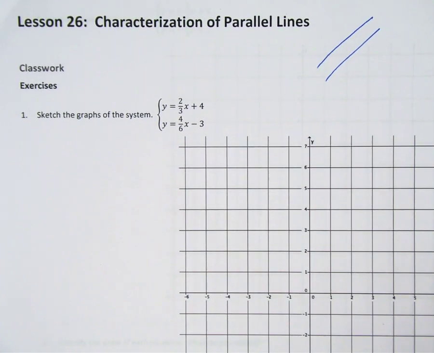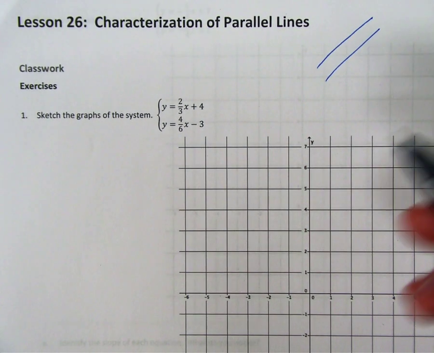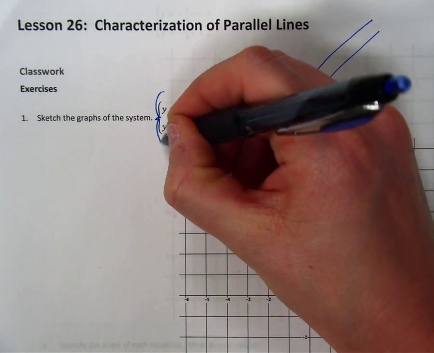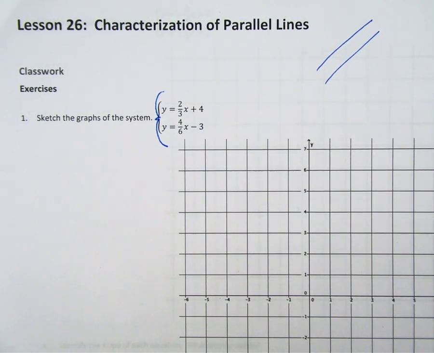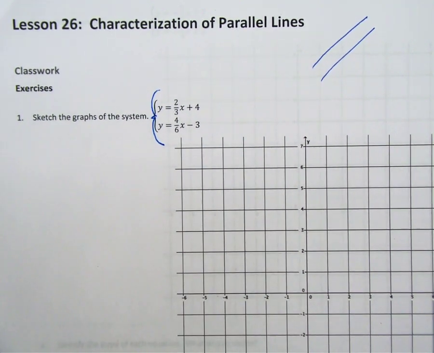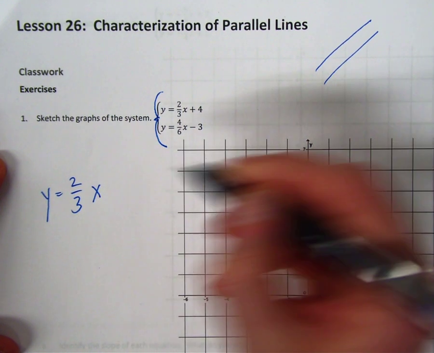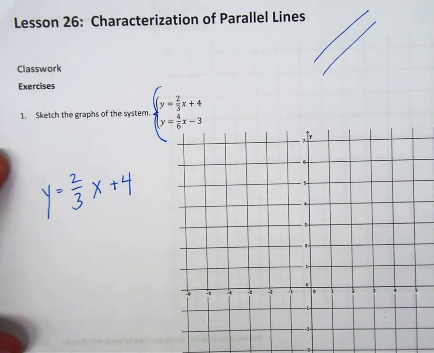So here's exercise 1. Sketch the graphs of the system. System meaning more than one equation. So that means that we're making 2 graphs. The first one, y equals 2/3 x plus 4.